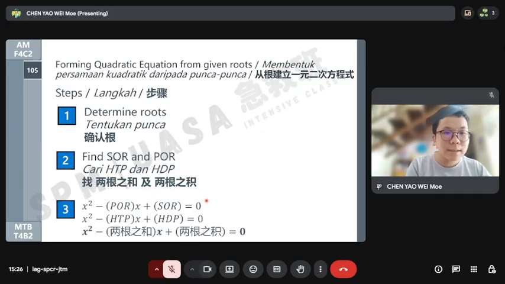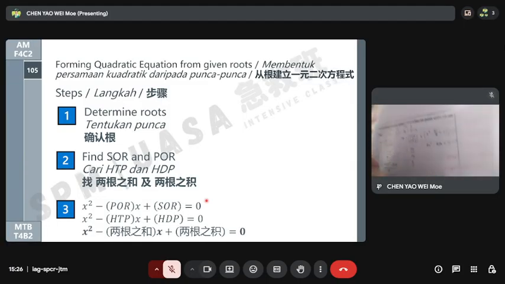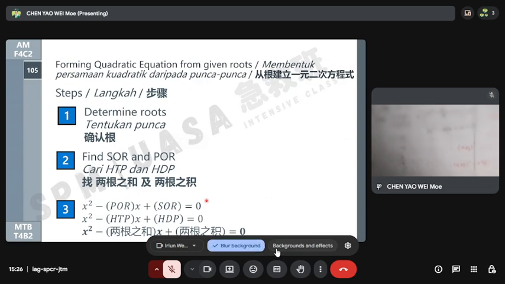So from this equation, what we can get is, wait, what we will get here is like this.